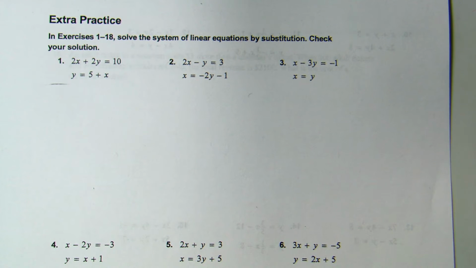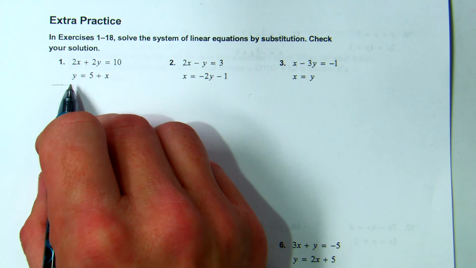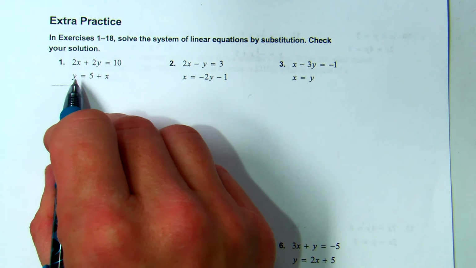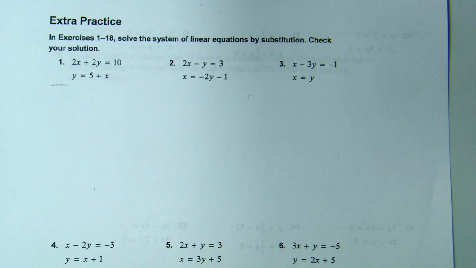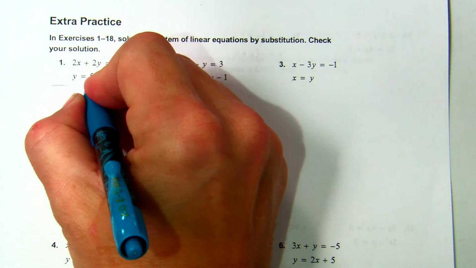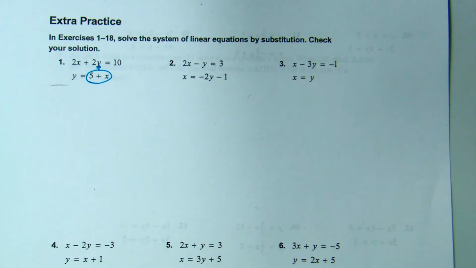All right, so on the first system of equations, you're going to see that they've already solved for y in one of the equations: y equals 5 plus x. And so since y equals 5 plus x, we can go ahead and just plug in this expression where we see a y in the first equation.